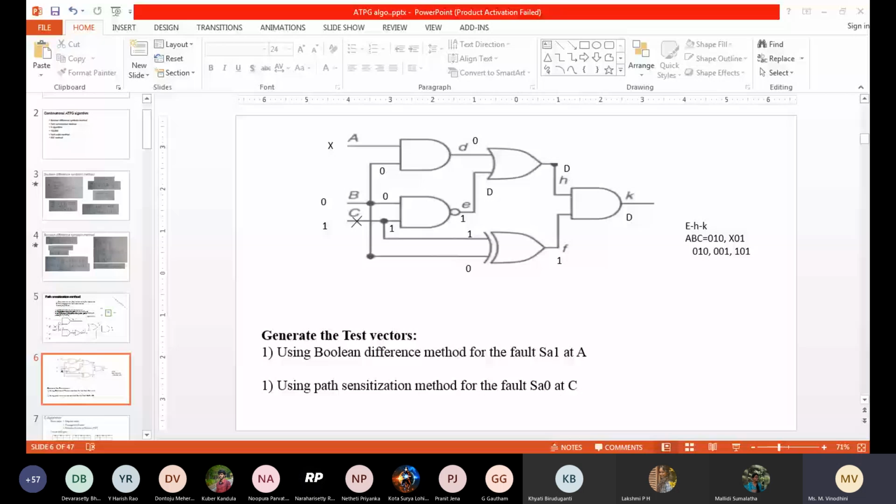Path sensitization: please note down that only one path is sensitized at a time. This is the first drawback.